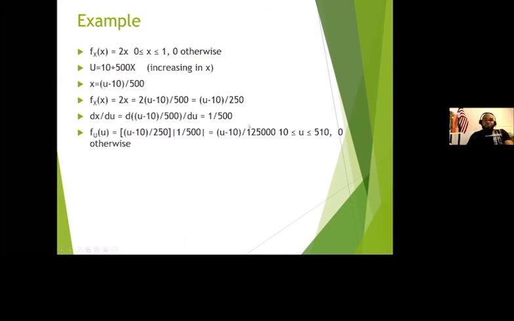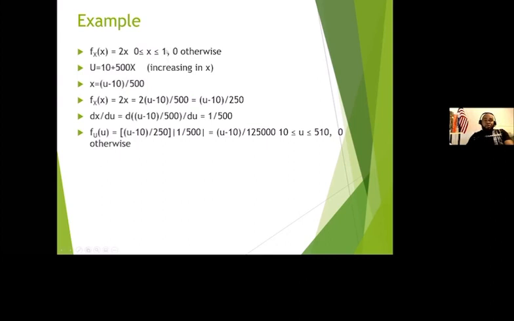Then we need to determine what the range is. What's going to be the range for u? Now, for the range, you're going to come back here. u is equal to this, right? Plug in the lowercase x. We plug in 0. What is 10 plus 500 times 0? That is going to be 10, right? That's why you have 10 here.